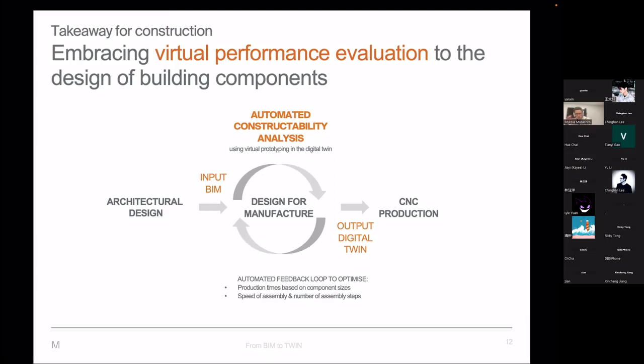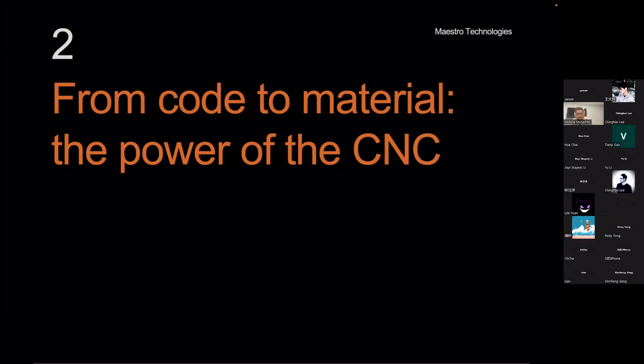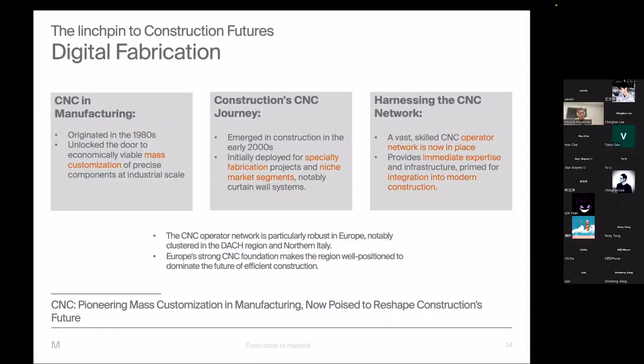So in a way, going from static BIM to digital twin is an important part of cracking that code. And it's something that we are working on at Maestro with building APIs that plug into Revit to do exactly this kind of thing. And of course, as the previous two speakers already pointed out, CNC is really at the heart of making this efficiency change possible.